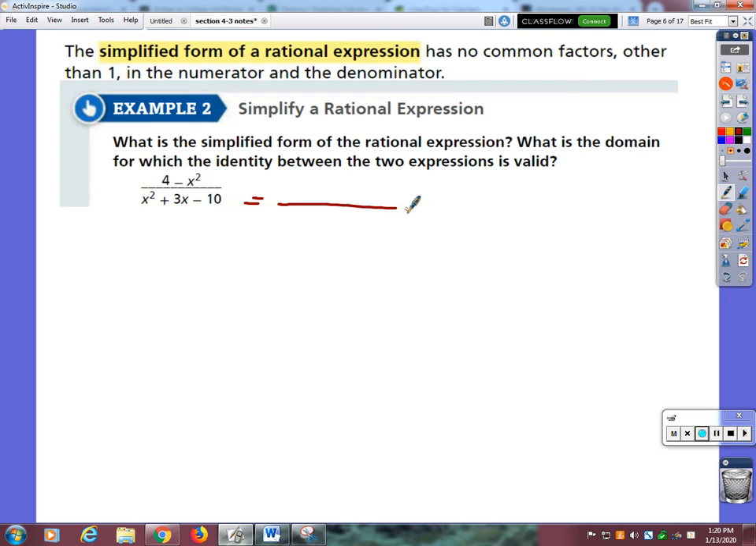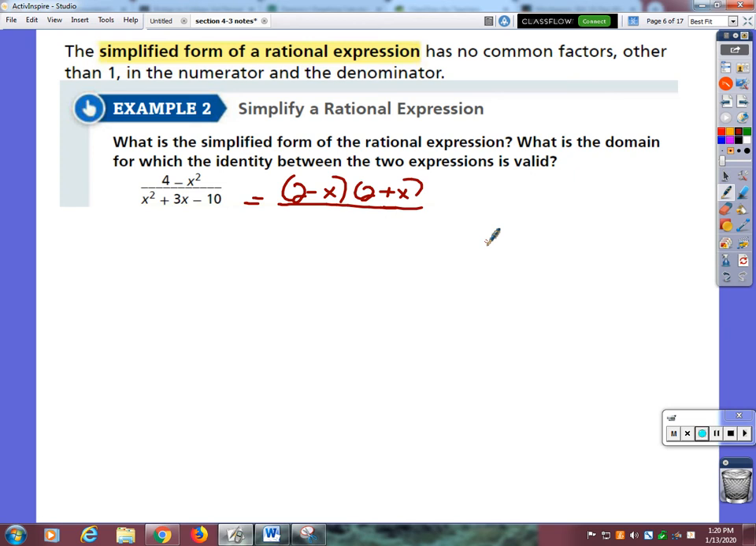So what does 4 minus x squared factor into? 2 minus x times the quantity. We're going to stay with the 2's in front. 2 minus x times 2 plus x. Okay? So 4 minus x squared and x squared minus 4 factor the same way, but they just get flipped around to be opposite. Okay?